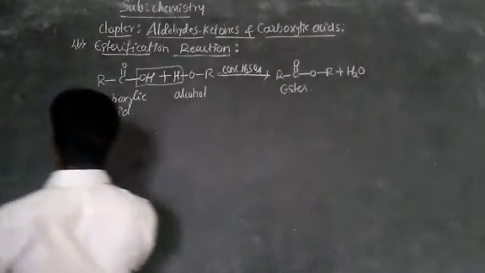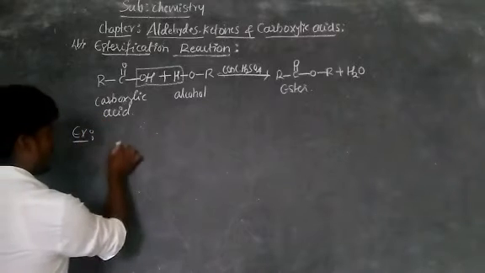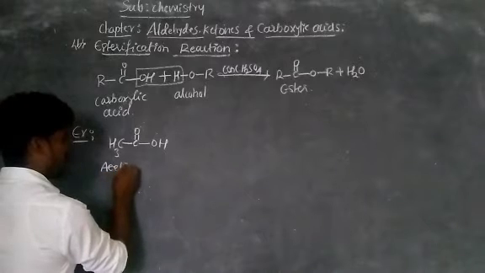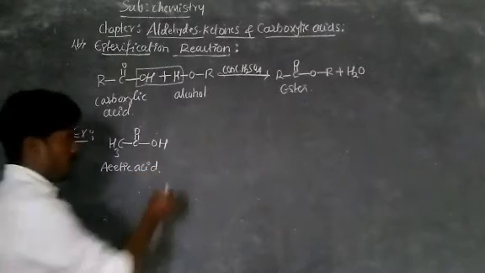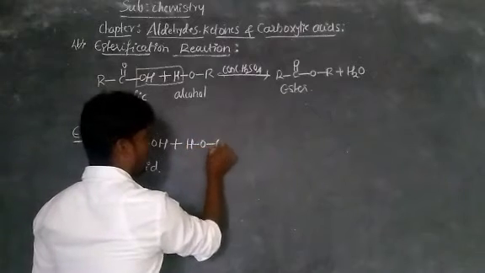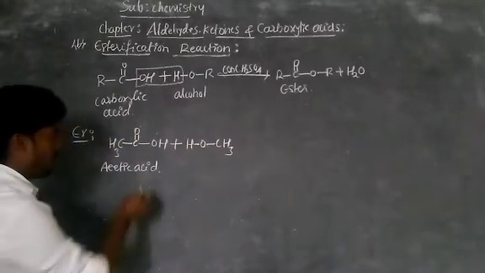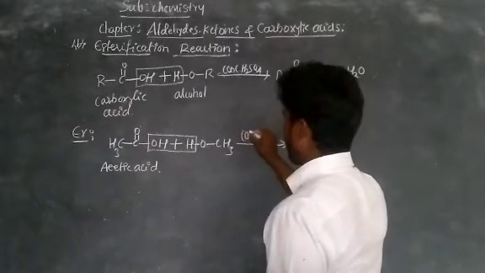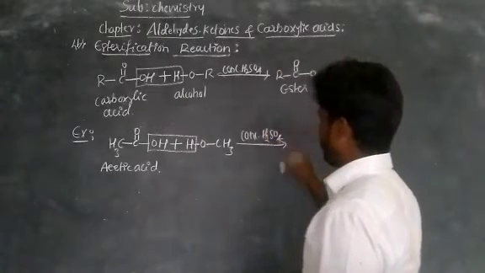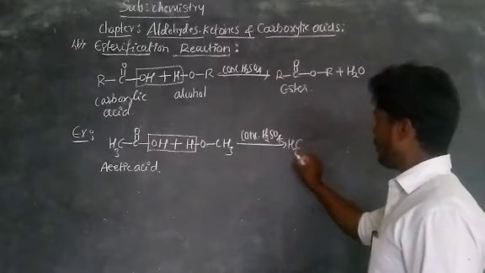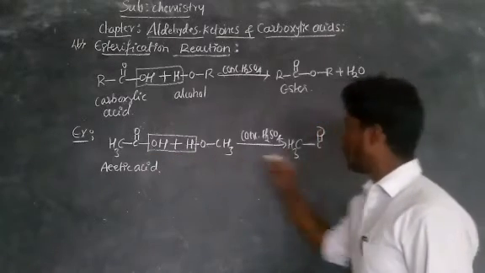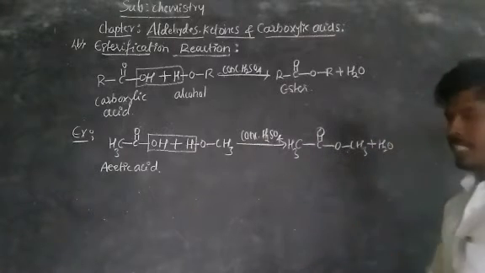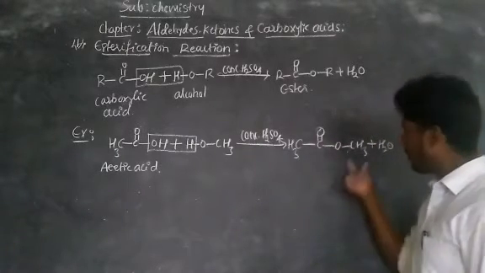Now take an example. Take acetic acid, CH3, C double bond O bond OH, which reacts with a simple alcohol, that is methanol, CH3OH. What will happen? The bond between C and O is cleaved. Elimination of water takes place in the presence of concentrated sulfuric acid. So what you get is CH3 bond C double bond O, then O and CH3, plus H2O. Now what is the name? Methyl acetate.